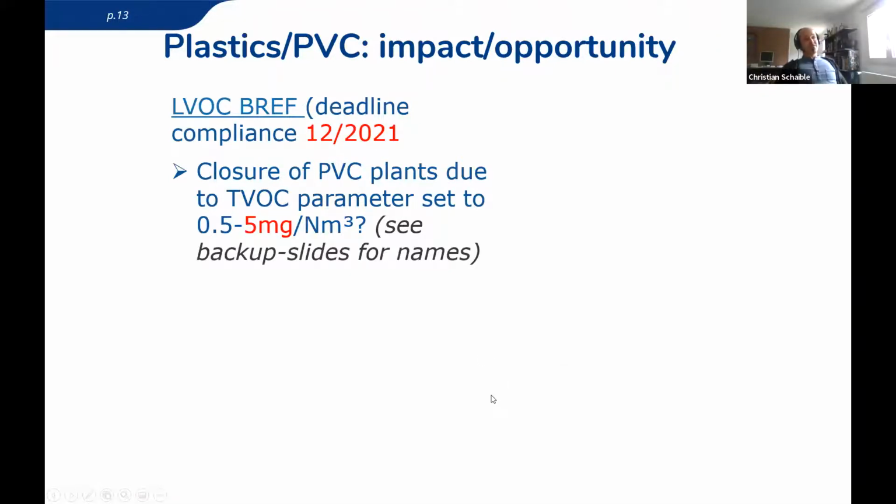So LVOC BREF, there's a deadline. Also this year, so I want to highlight this. There are some opportunities. Maybe a few plants, I don't know if it's true, but Spain were really upset about it. They said some Spanish plants will close because of TVOC, total volatile organic carbon, the parameter.